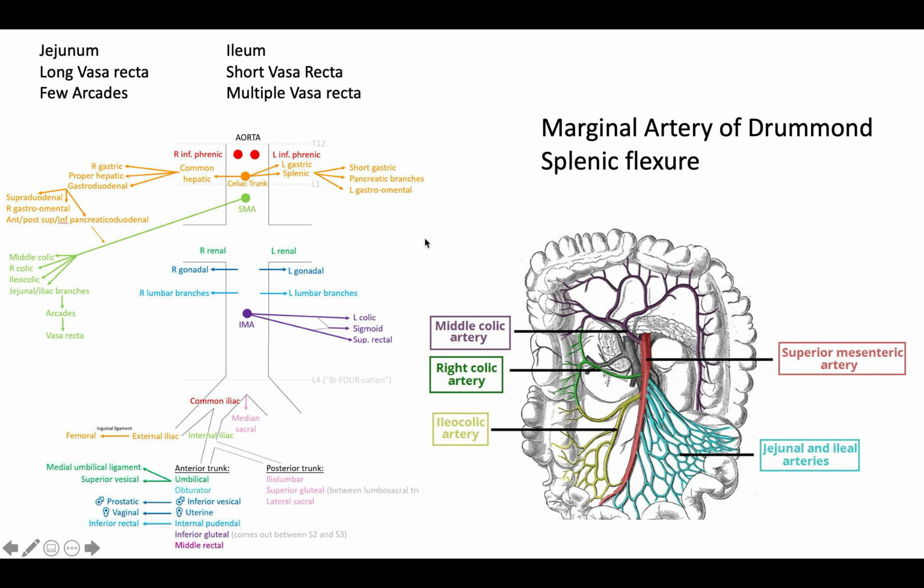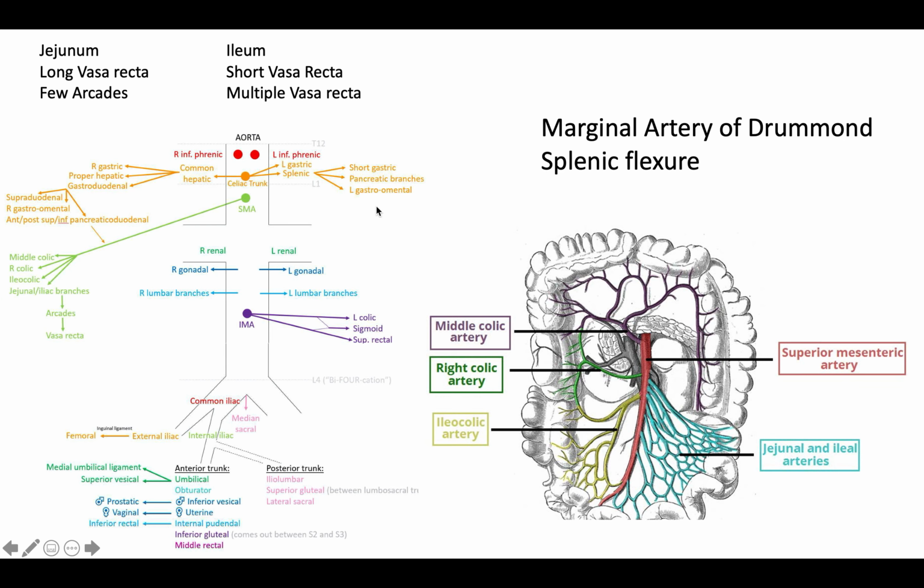Another big obvious reason is the SMA is now doing the midgut. All of this stuff was supplying the foregut, right? And now what we're going to be doing is the midgut organs. This is going to include your small intestines, the third and fourth part of your duodenum, your jejunum, your ileum, and your first two-thirds of your colon. Okay?